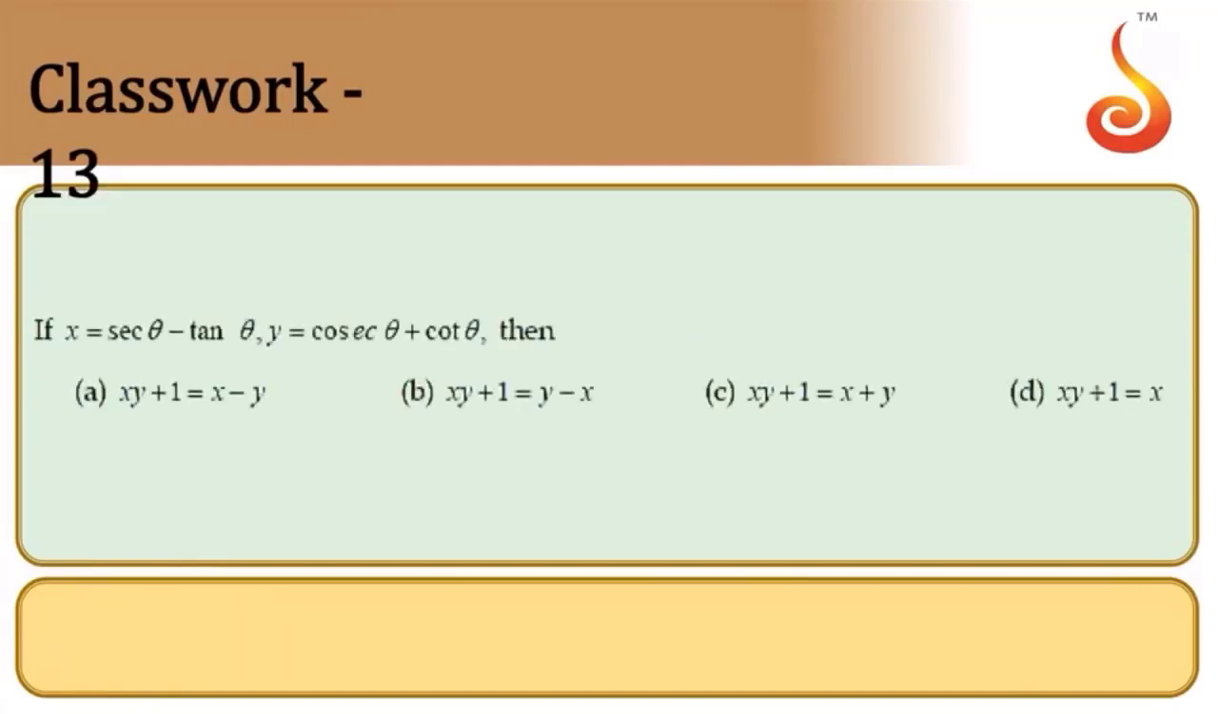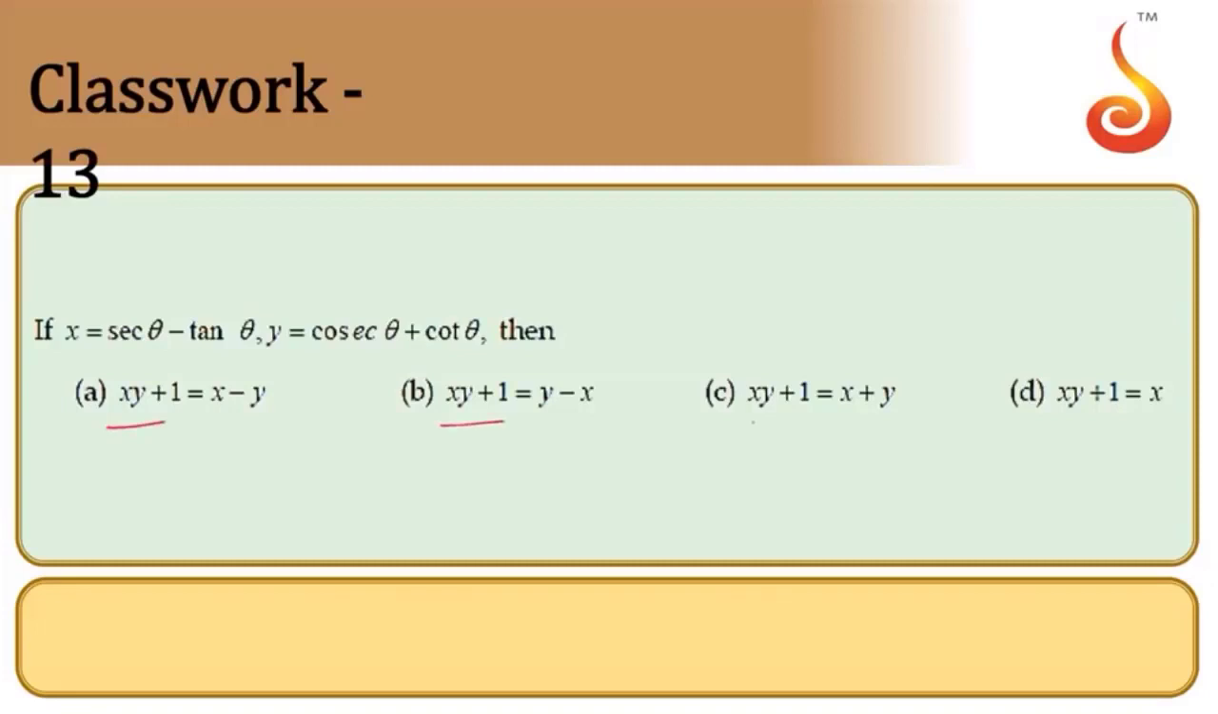So let us consider now the next problem. X is equal to secant theta minus tan theta. Y is equal to secant theta plus tan theta. Y is equal to cosecant theta plus cot theta. Now here in this case, let me go with these values x comma y.